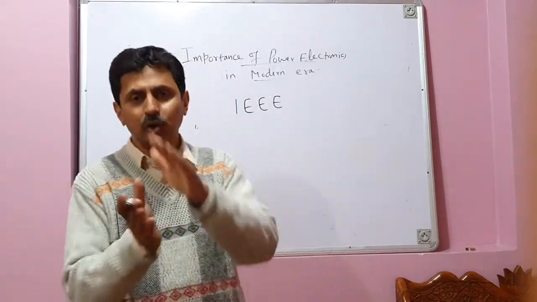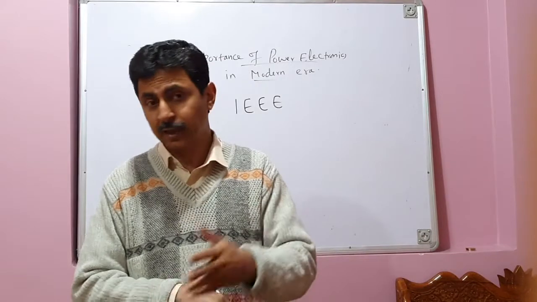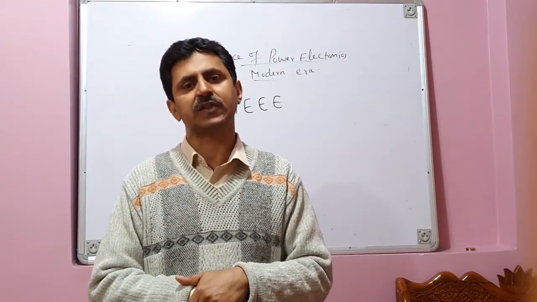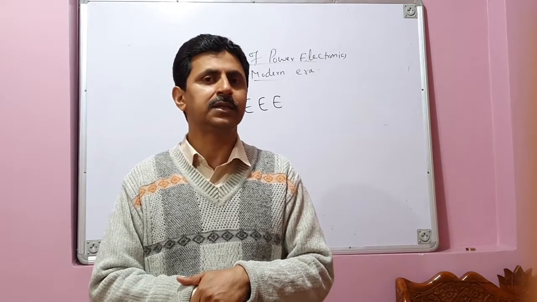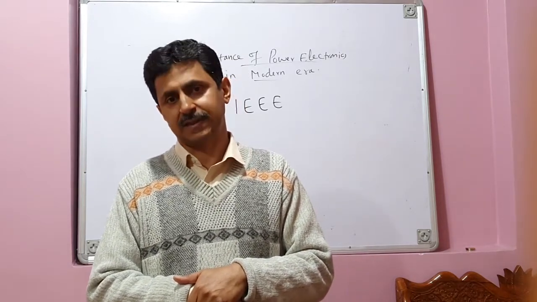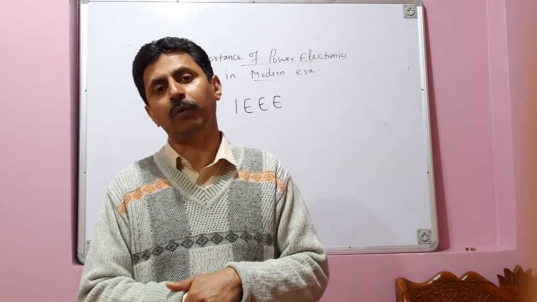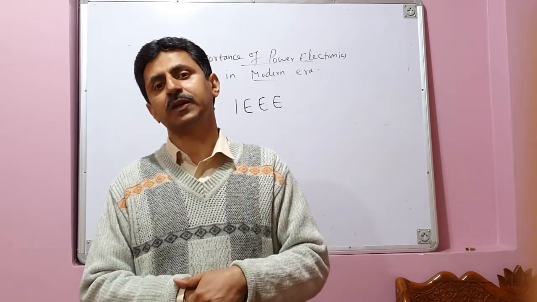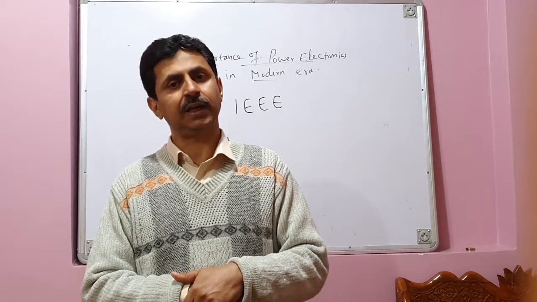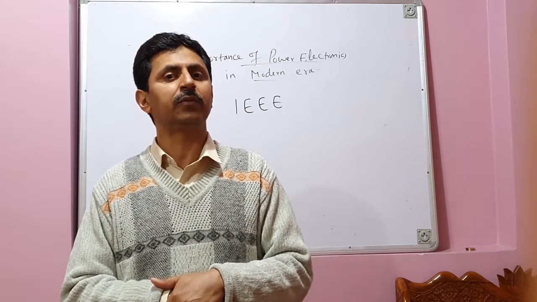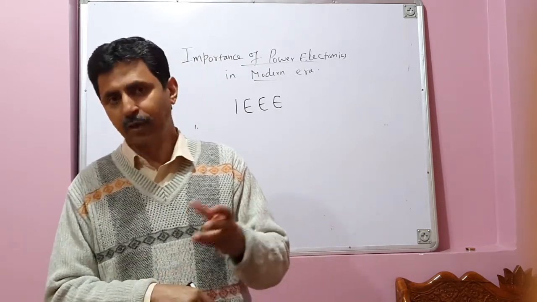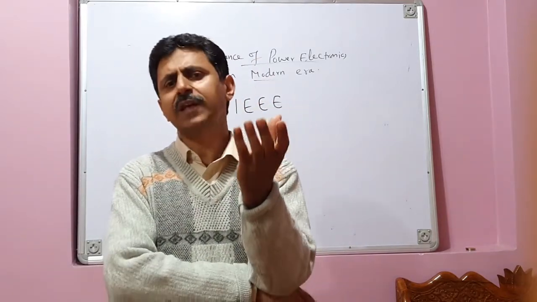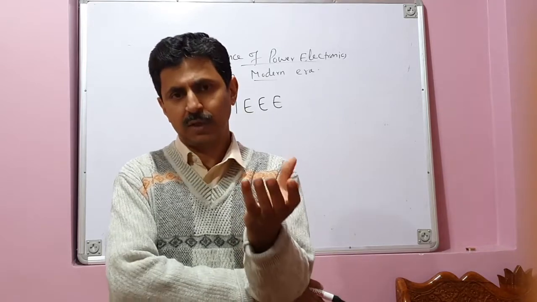Second quote is like this. Listen. The second quote says, "Modern computers, communication systems, and electronic systems get their lifeblood from power electronics." I will repeat. Modern computers, communication systems, and electronic systems get their lifeblood from power electronics. Now, my question is, what is the lifeblood of an electronic system? What is the lifeblood of a communication system? What is the lifeblood of a computer?